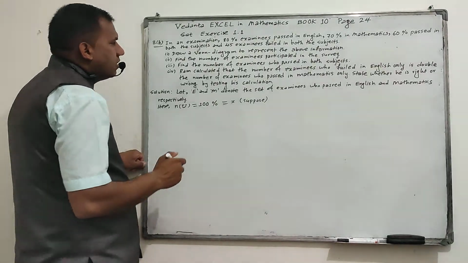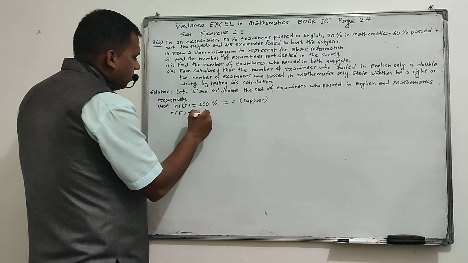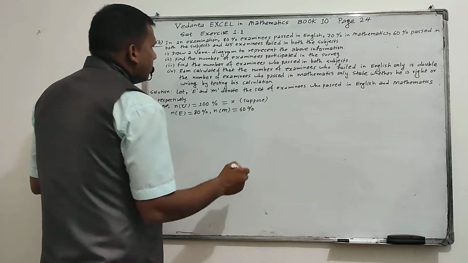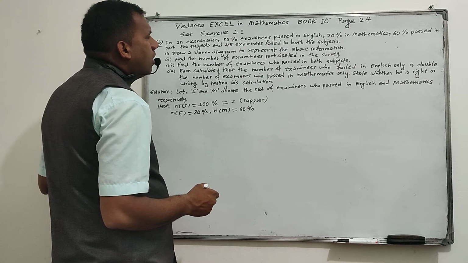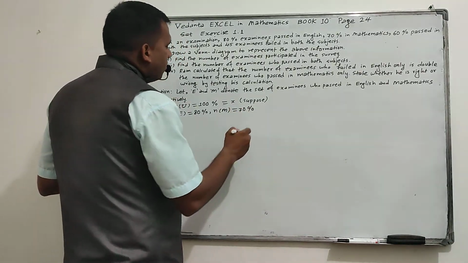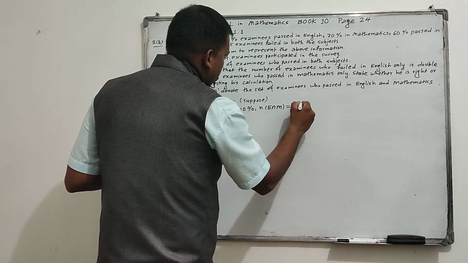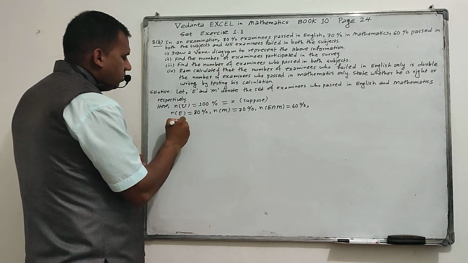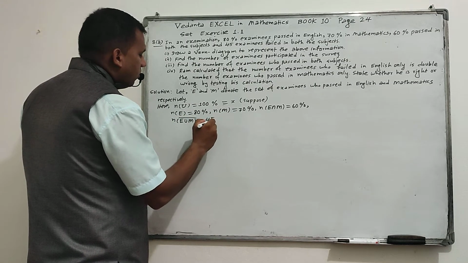Then 80% pass in English: number of E equals 80%. Number of M equals 70%. And 60% pass in both: number of E intersection M equals 60%. And 45 examiners failed in both subjects, that is number of E union M whole complement is 45.